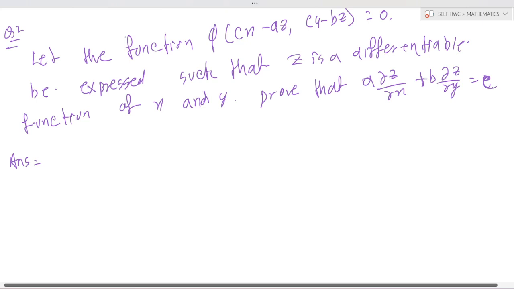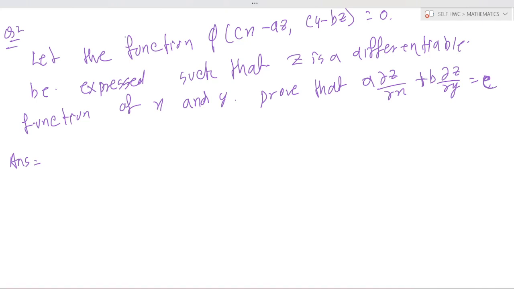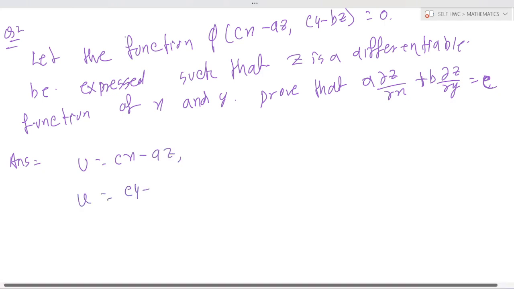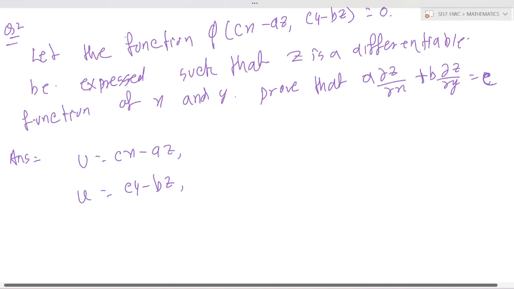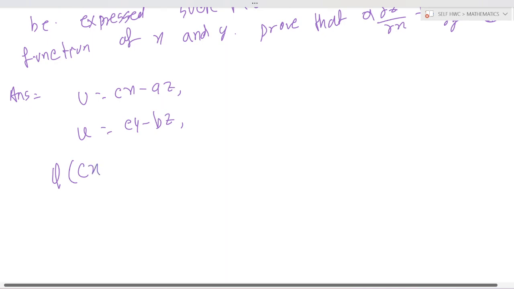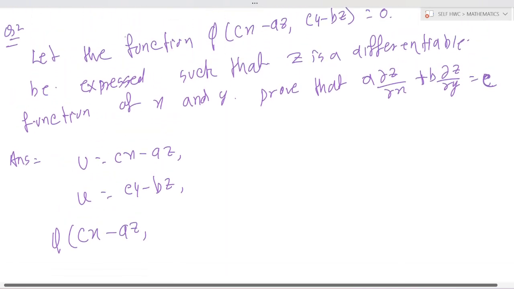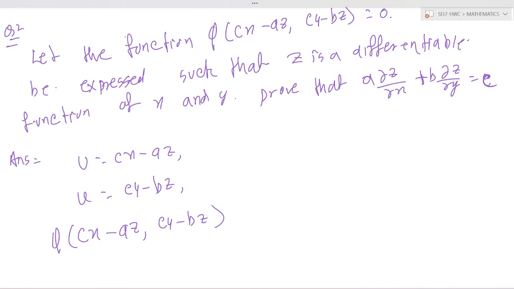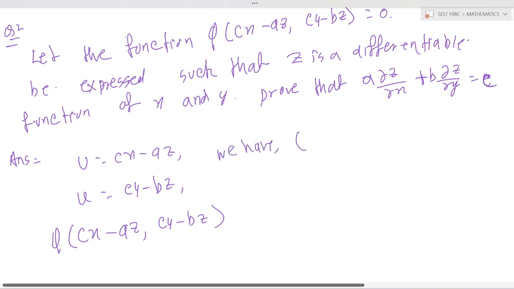Let the function phi(cx minus az, cy minus bz) equal 0 be expressed such that z is a differentiable function of x and y. Prove that a dz/dx plus b dz/dy is equal to c. How to solve this problem? For the answer, we have u equal to cx minus az and v equal to cy minus bz, and the relation phi(u, v) equals 0.